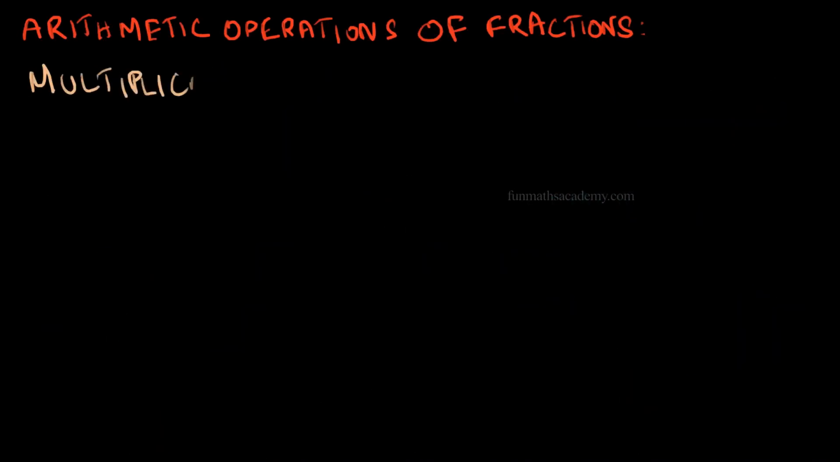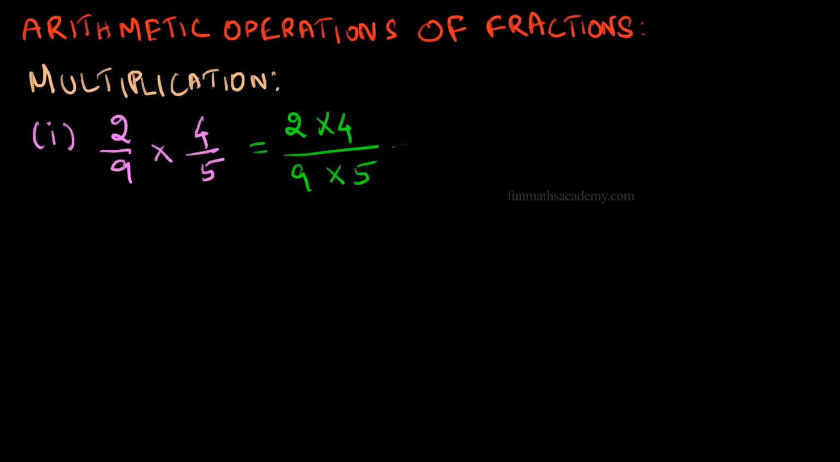Next is multiplication of fractions. Multiplication and division of fractions is pretty easy. We can get the answer directly. When we multiply two fractions, multiply the numerators and write the product as the numerator. Multiply the denominators and write the product as the denominator.